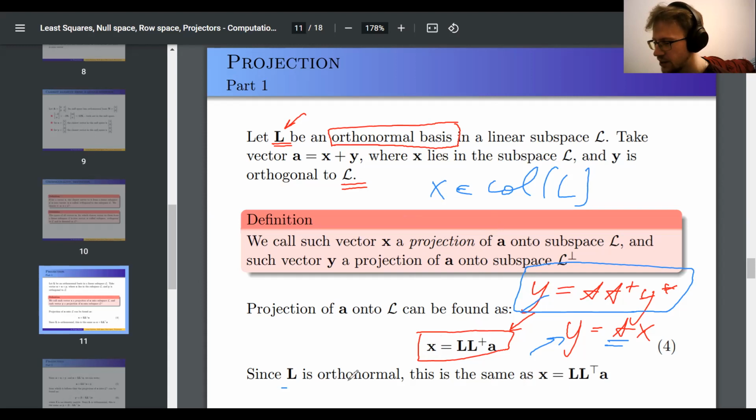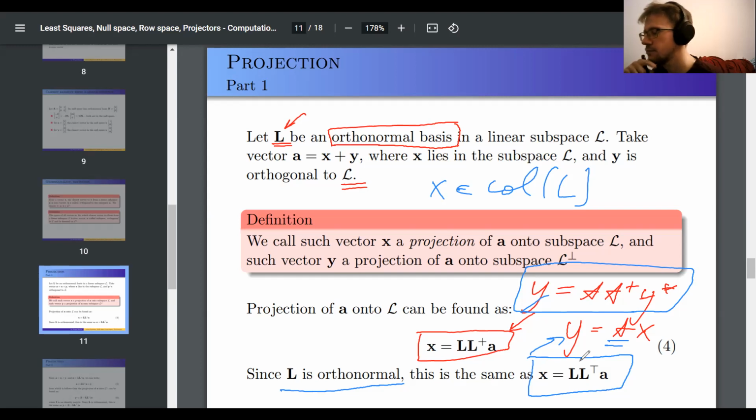Right, and since L is orthonormal, you actually don't need to take the pseudo inverse here. This is actually sufficient. Notice it is just a transposition here. So can we say for orthonormal vectors or matrix, the inverse is equal to the transpose? Pseudo inverse is equal to transpose, yes. Pseudo inverse. They don't often have inverses. Okay, it's clear, sir.